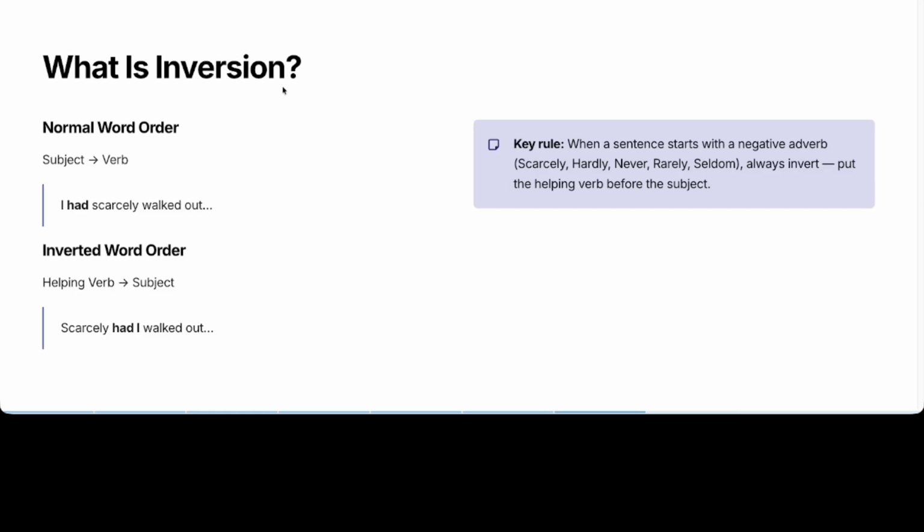So the question arises, what is inversion? In the normal order, the subject is followed by the verb. So I had scarcely walked out is the normal way. But inverted word order is verb followed by subject: scarcely had I walked out. So the key rule: when a sentence starts with a negative adverb like scarcely, hardly, never, rarely or seldom, always invert. Put the helping verb before the subject.